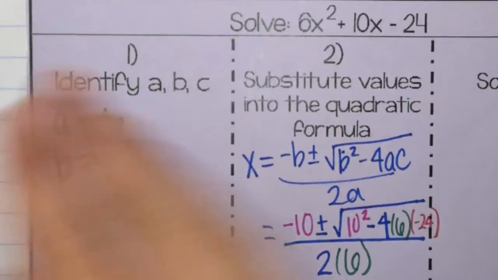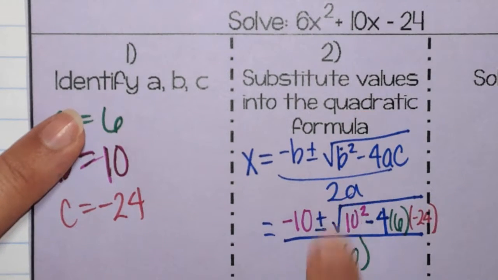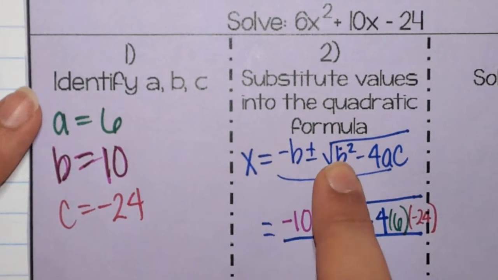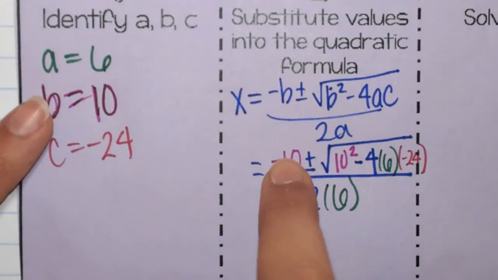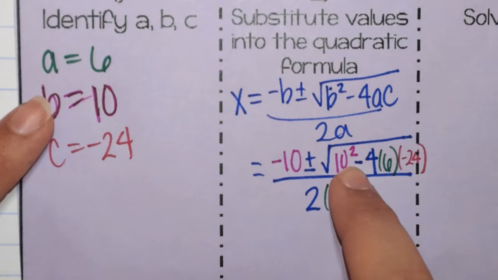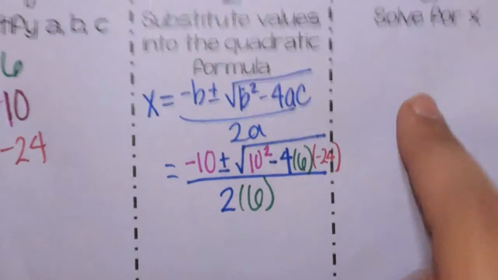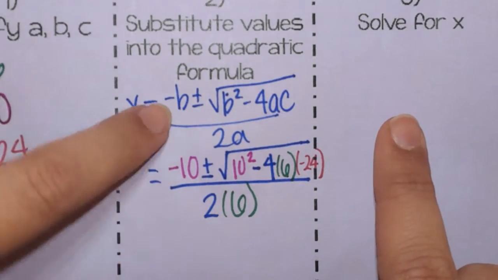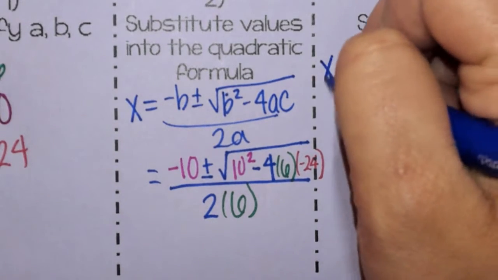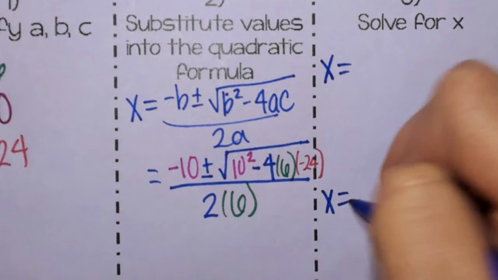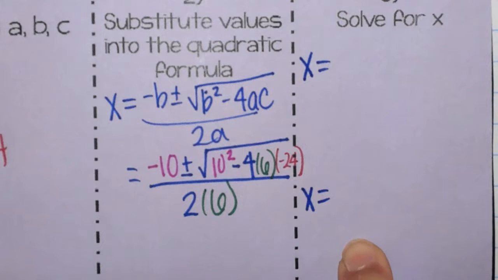Okay, so first we identified A, B, and C of our quadratic. Second, we put the values into the quadratic formula. So it's opposite of B, plus or minus square root, B squared minus 4AC, all divided by 2A. We plugged in our numbers: negative 10 plus or minus the square root of 10 squared minus 4 times 6 times negative 24, all divided by 2 times 6. Now we solve for x. We're going to have a plus, and then a minus. So we're going to write x equals, with my plus up here and my minus down here.